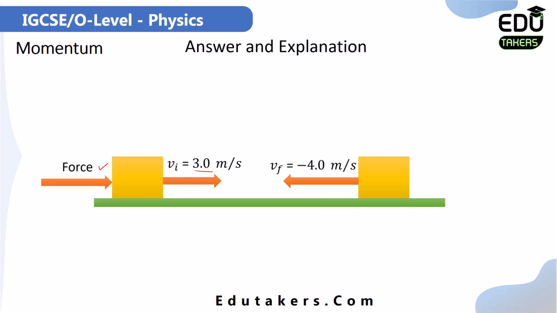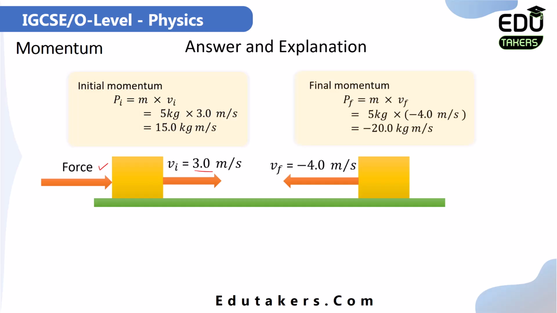After that, when you have to find out the change in momentum, you need to calculate the initial momentum and the final momentum. First of all, calculate the initial momentum. Again, the momentum is the product of mass and velocity. Mass of the object is 5 kg and the initial velocity is 3.0 meter per second. You get the initial momentum, 15.0 kilogram meters per second.